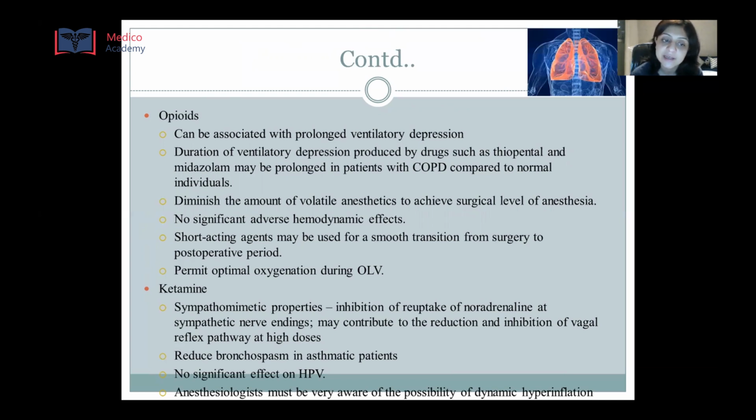during one lung ventilation. Ketamine has a good advantage as it has a sympathomimetic property, inhibition of the reuptake of noradrenaline at sympathetic nerve endings. This may contribute to the reduction and inhibition of vagal reflex pathways at high doses. It has the advantage of reducing bronchospasm in asthmatic patients, with no significant effect on hypoxic pulmonary vasoconstriction, HPV. Anesthesiologists must be very aware of the possibility of dynamic hyperinflation.